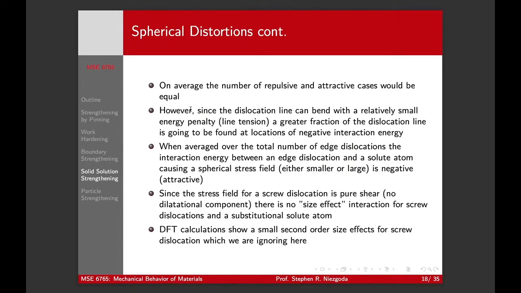But the dislocation line is flexible. The line tension isn't all that great, so the dislocation does not have to stay in a straight line. It bends with a small energy penalty. And so a greater fraction of the dislocation line is going to be found at locations where negative interaction energy exists. The dislocation is going to bend around positive interaction energies and towards negative. So if we average over the total number of edge dislocations and go along the total length of them, the interaction energy between an edge dislocation and a solute atom is going to be negative on average, because the dislocation doesn't want to be near the positive ones, it wants to be near the negative ones. Okay. So this is for edge dislocations.